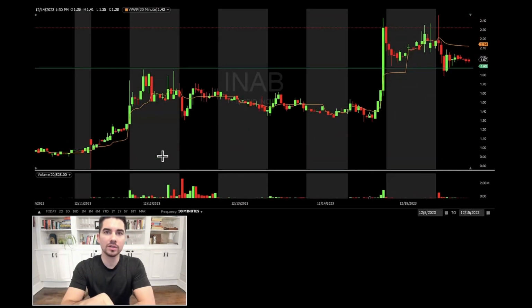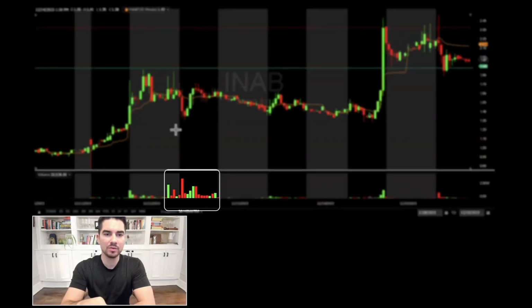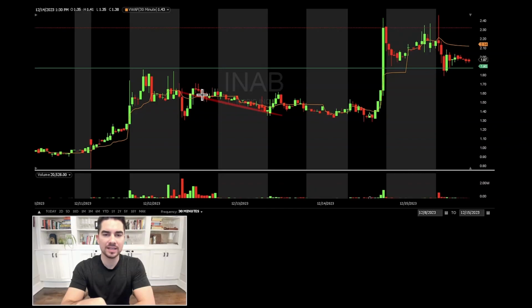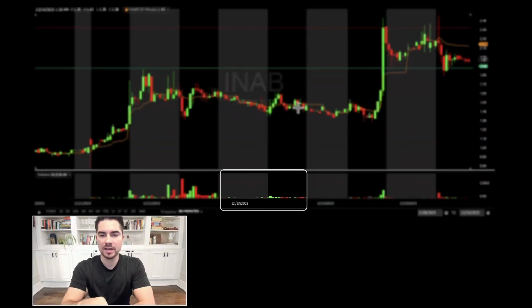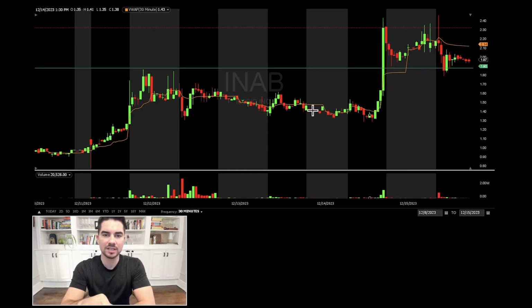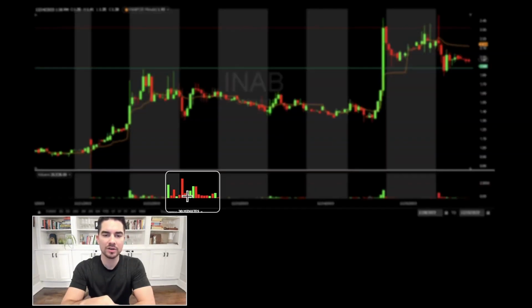So here's a closer look at the INAB chart. So you can see this is that first day when it really ramped up, it had that big liquidity, and then it's consolidated and the volume dropped off. Now, the key defining characteristic of a liquidity trap is the liquidity. So take a look at the volume here. That was that 20 million share day, and then it's followed by minimal volume.